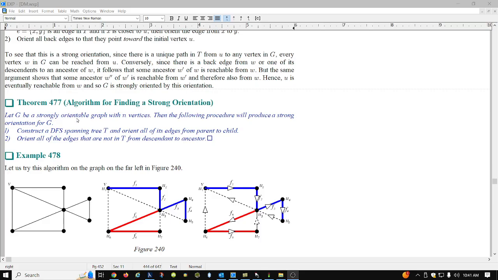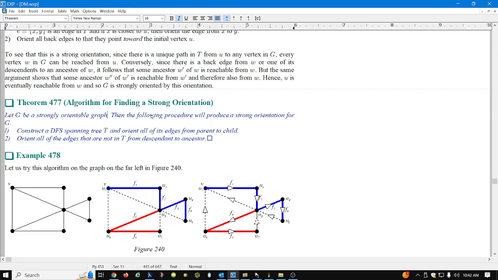Let G be a strongly orientable graph with n vertices. I don't even know why I said that. Okay. Strongly orientable graph. I had another algorithm for this. You'll find it common if you look in other sources of literature.